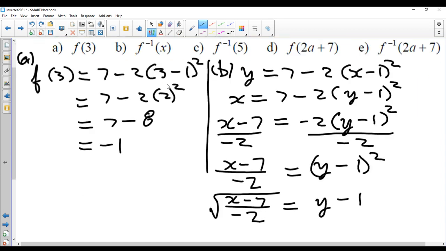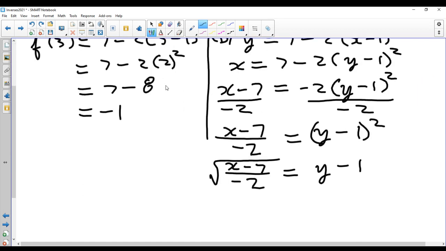Let's keep going. So now we have this. What happens next? This is x minus 7 over minus 2, by the way. I just want to be clear on that. All right, what happens next? Good. And we should test out our inverse and make sure it's working. So y is equal to the square root of x minus 7 over minus 2, plus 1.